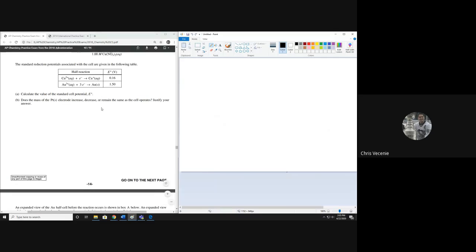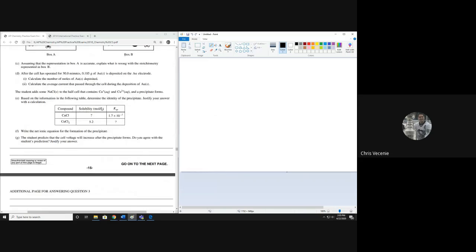But there is a part of this question down here that you could see, all right, about solubility. So we're zeroing in right here, where it says the student adds some NaCl to the half cell that contains Cu plus and Cu plus 2 and a precipitate forms. It says, based on the information in the following table, determine the identity of the precipitate, and justify your answer with a calculation. So they're giving you the solubility and they're giving you the KSP, but not of both. They're giving you one of each.